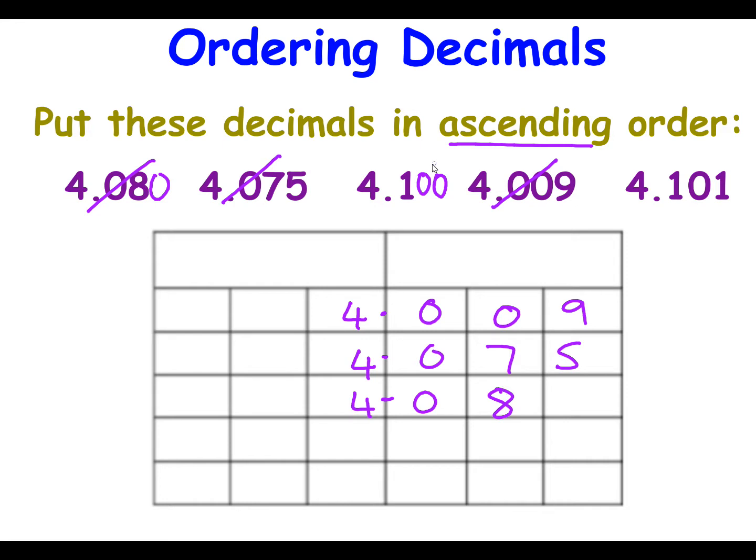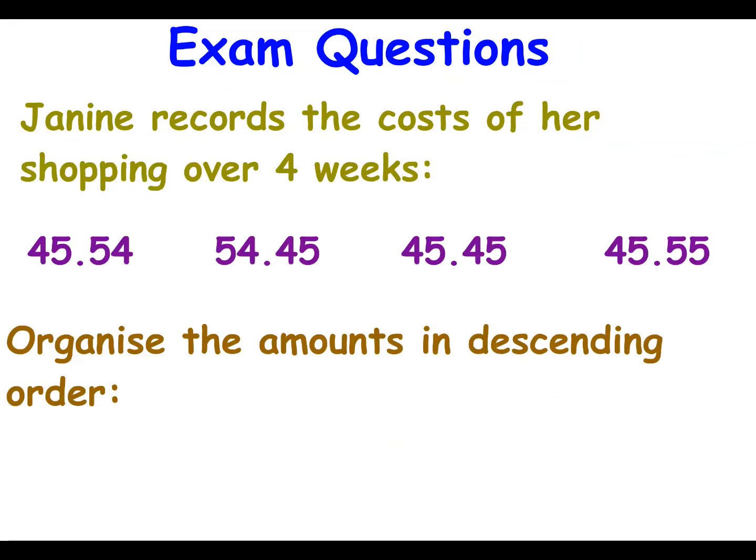After that, we have 100. And then finally, 101. Now notice how I dropped the zeros because I put the zeros in on the original numbers. So here's an exam style question for you. Don't forget to pause the video on any exercises we do to give yourself more time to have a go.